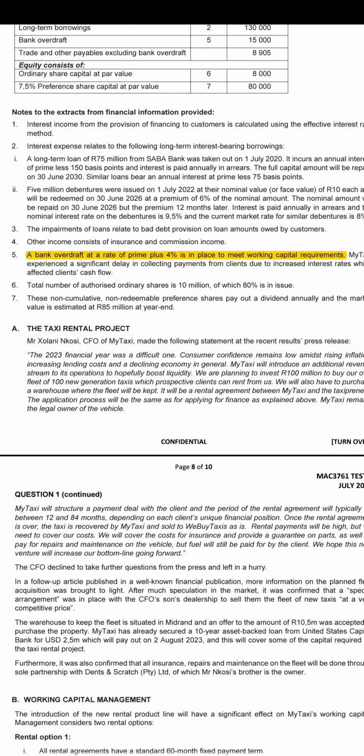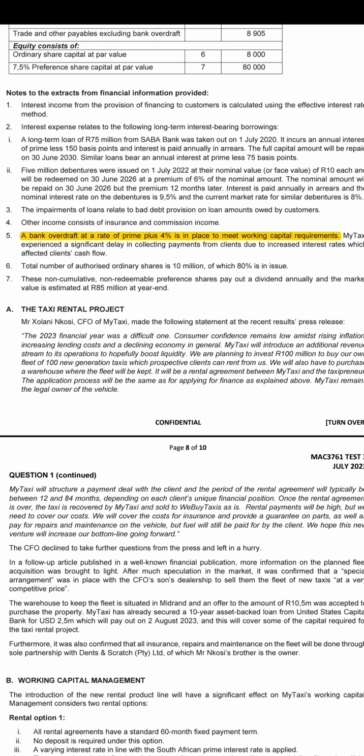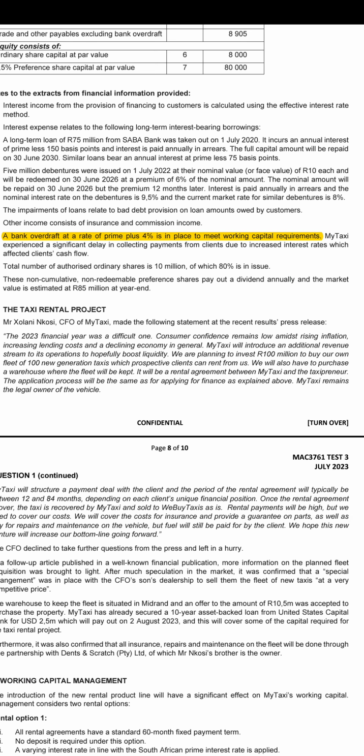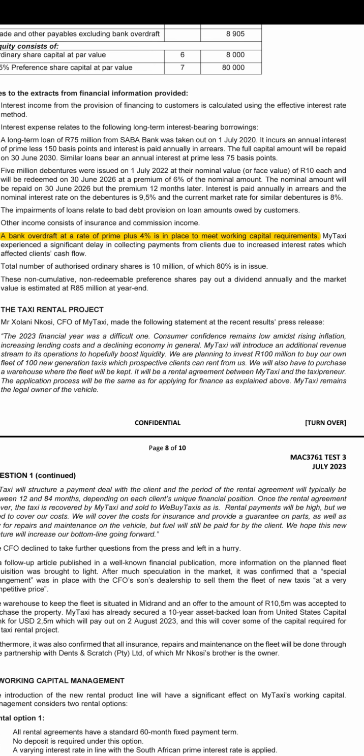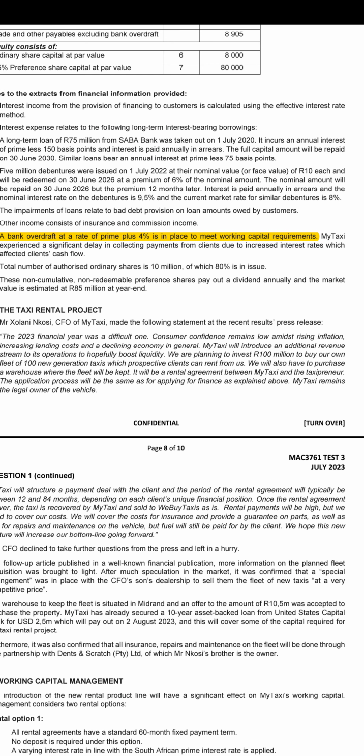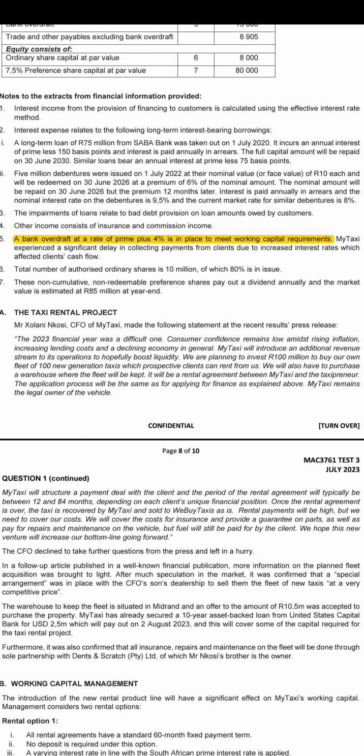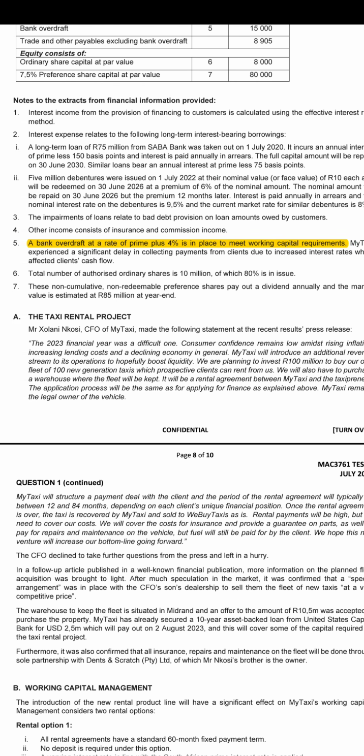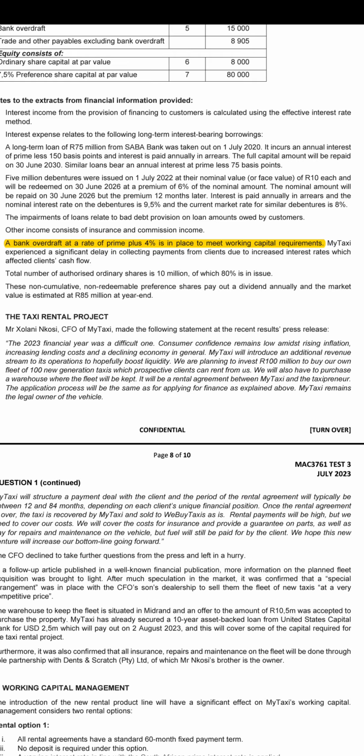Now, the taxi rental project. So Mr. Xolani Nkosi, who is the CFO, made the following statements. Okay, the 2023 financial year was a difficult one. Consumer confidence remains low amidst rising inflation, increasing lending costs, and a declining economy in general. So he's listing out already factors that are a problem, okay, in the economy, financial risks or financial factors, basically, right?